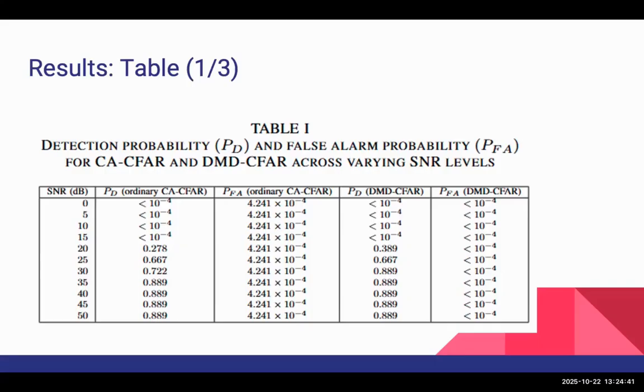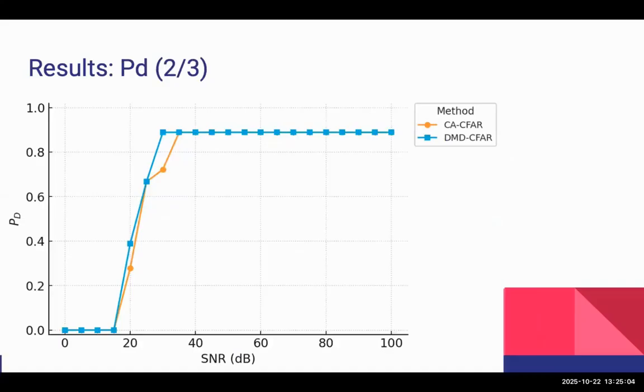The less than 10 to the minus 4 is just where our code gave us 0.0000 or something. So practically perfect for our applications. And the probability of false alarm just consistently improved on the DMD CFAR side. So we've calculated much more data of this sort since submitting this paper, with a variety of different variations on this algorithm. And I'll show you some visualizations.